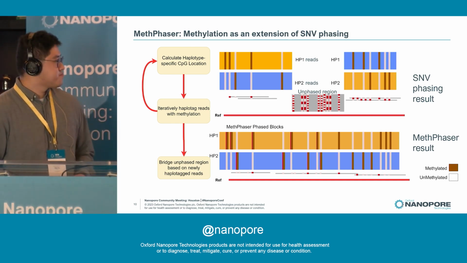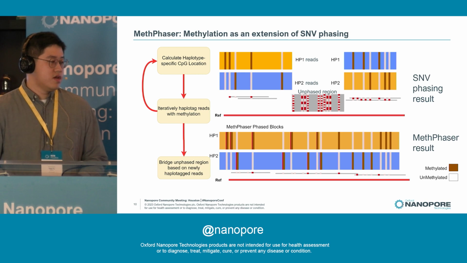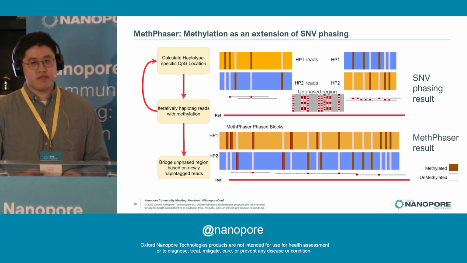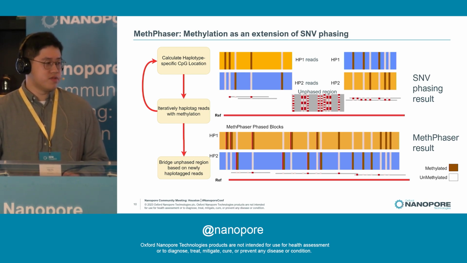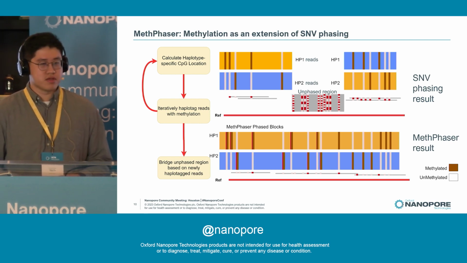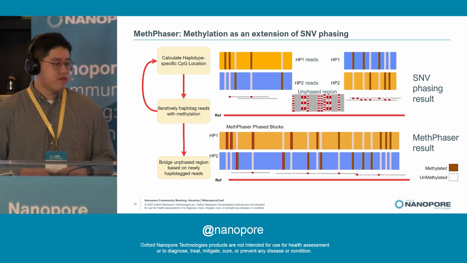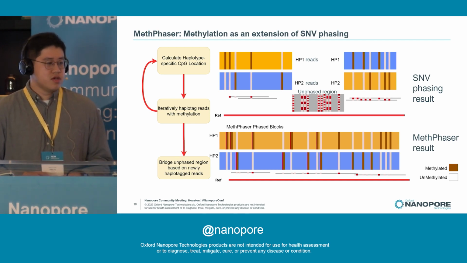So to dive more into MethPhaser's algorithm, it first calculates the haplotype-specific methylation CpG locations, and based on that, it iteratively haplotypes reads with methylation. And when we have enough reads in those unphased regions being haplotyped into the haplotypes, we can use those reads to bridge the unphased region based on those newly haplotyped reads.